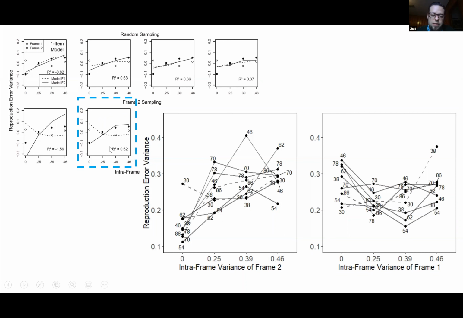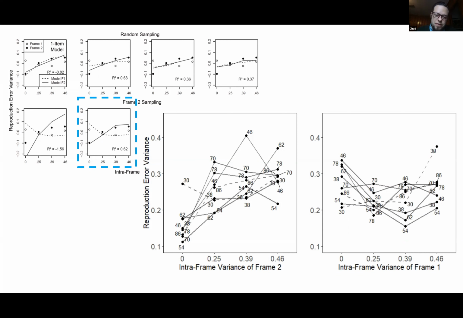So we think we have decent evidence that it's from frame 2, but overall it's pretty clear that subjects could be doing this with only 2 items. So that's one piece of evidence that this is short-term memory and not iconic memory.